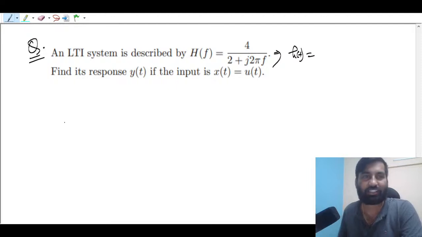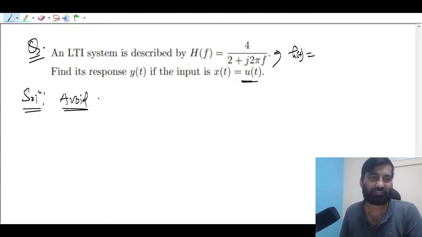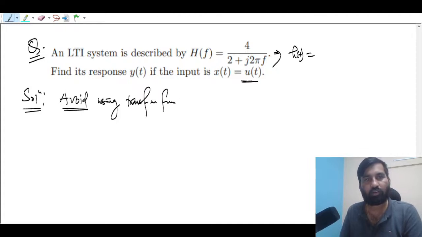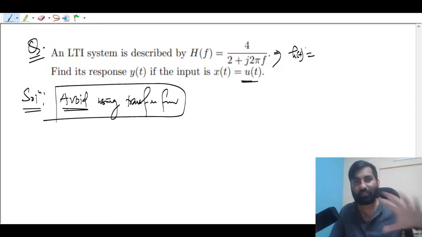So h(t), see in this case, since u(t) is given, avoid, you can say avoid, I mean, using the transfer function concept. Avoid the transfer function. Okay, for the exam's sake, because you know, let me show you also.